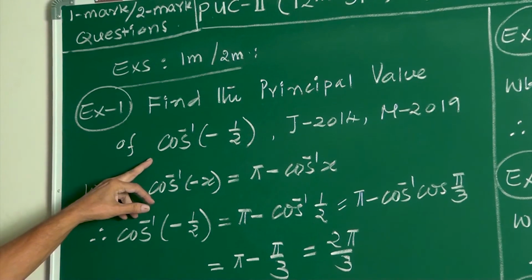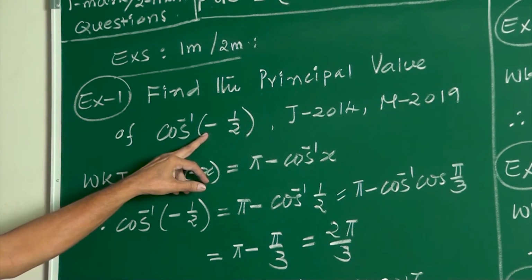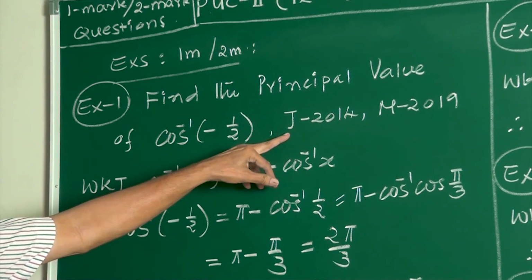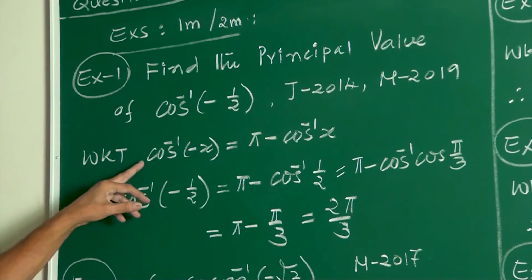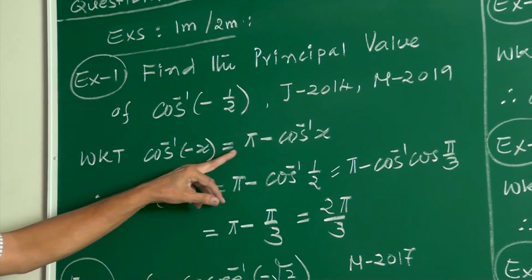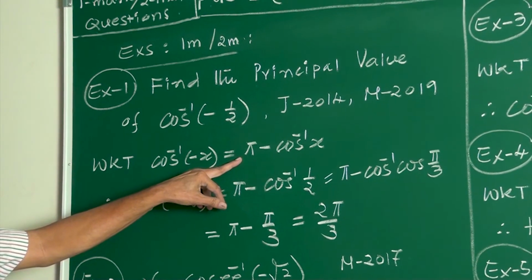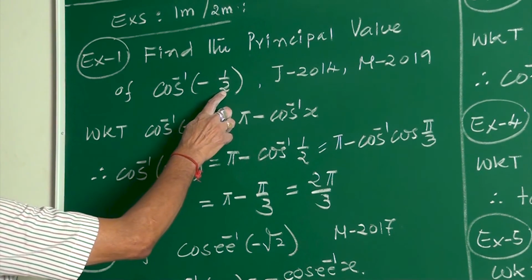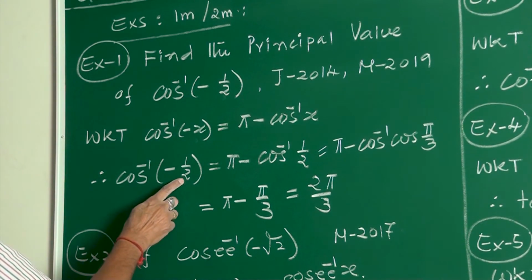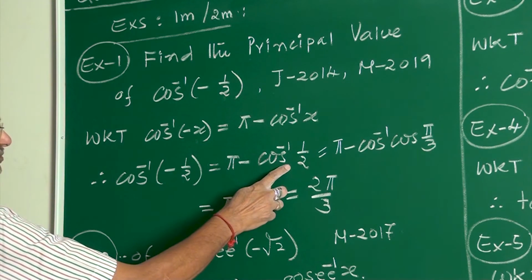Find the principal value of cos inverse minus 1 by 2. This appeared twice in the question paper, my friends. We know that cos inverse of minus x equals pi minus cos inverse x. Therefore, replace your x by 1 by 2. So, cos inverse of minus 1 by 2 is pi minus cos inverse 1 by 2.